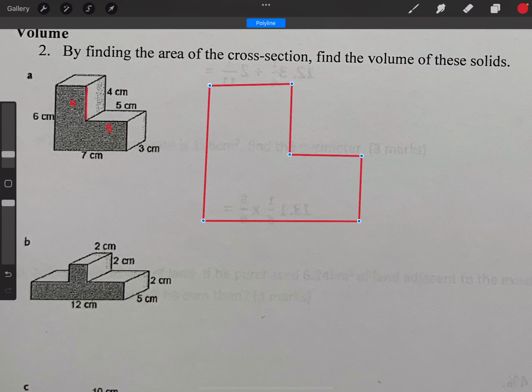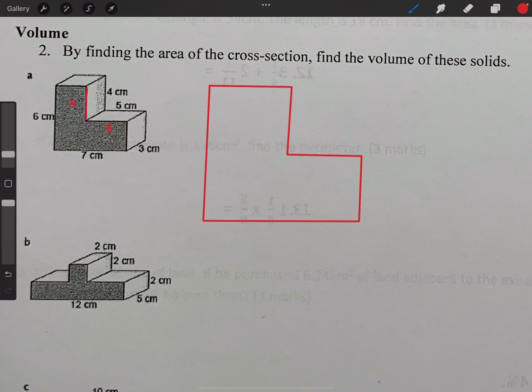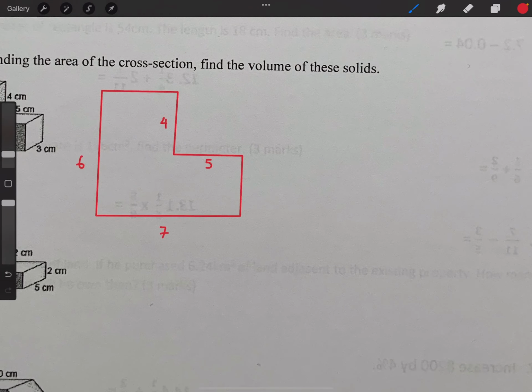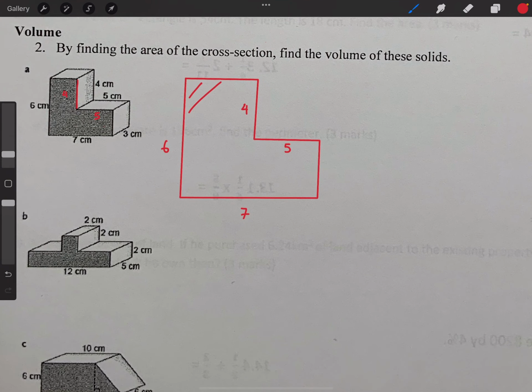Looks something like this. Okay. And let's see, here is 4, here is 5, here is 7, and here is 6. So we've got to find the area of this shape.